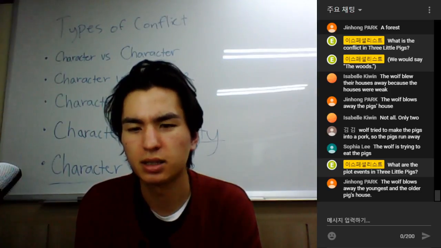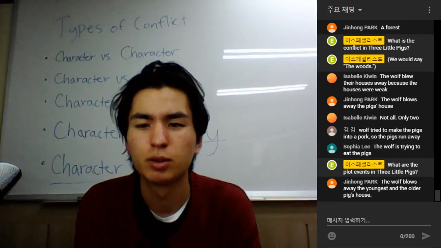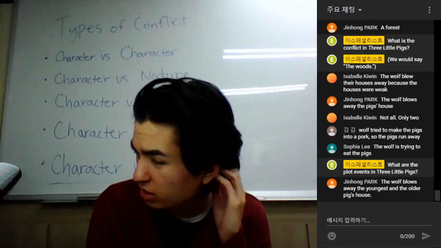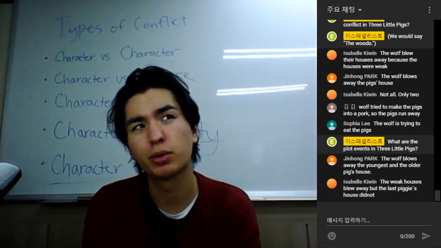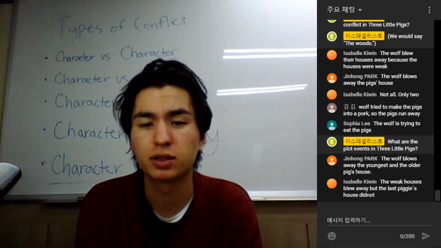Yes, and then does he eat the youngest and older pigs? Maybe we would need 2 sentences here. Okay. The big houses blew away, but the last piggy's house did not. That's kind of the resolution also, right? The last piggy's house not blowing down is kind of the resolution to the story. That's kind of the ending of the story, Isabel.